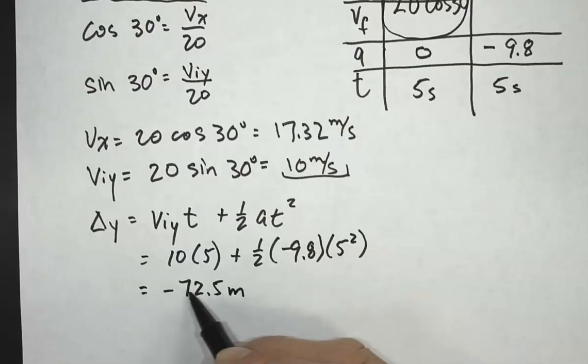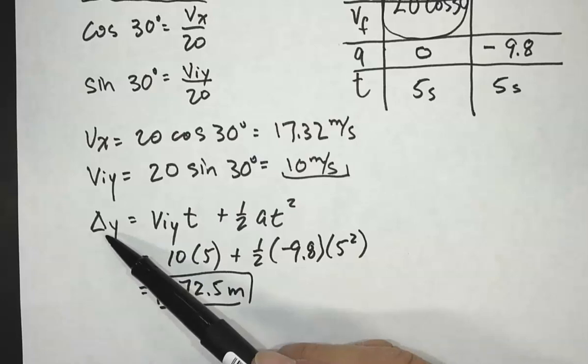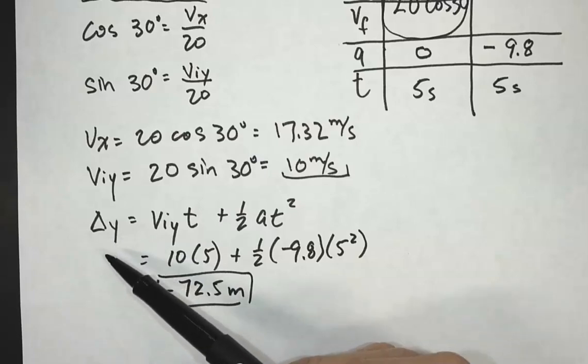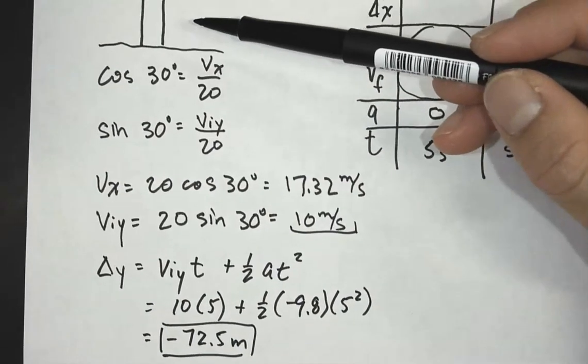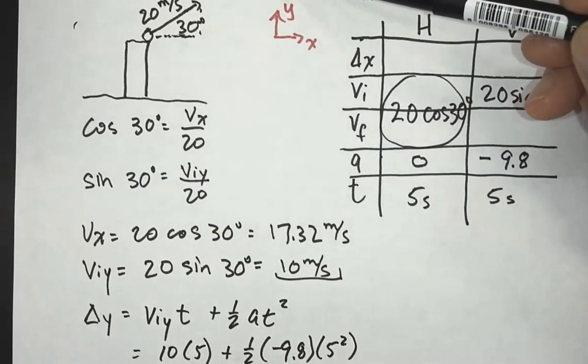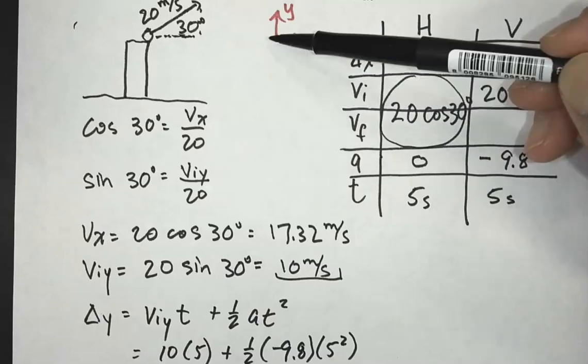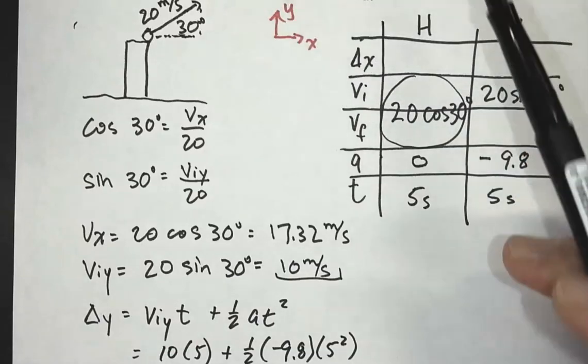Now, why is it negative? The reason it's negative is because we're talking about a change in position, a displacement. And we started from the top of the building, and then now we went down. And you'll notice in the beginning I made up positive, and so it makes sense that our displacement is going to be negative because we're moving in the negative direction.